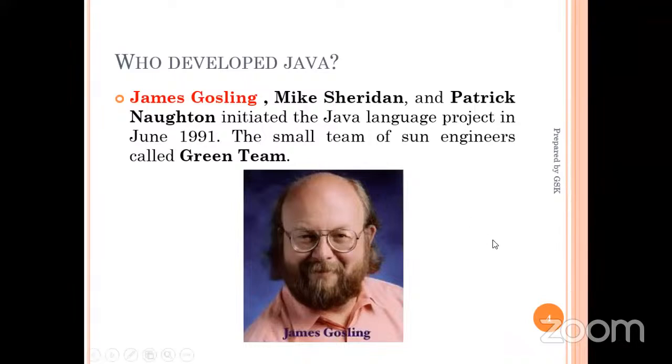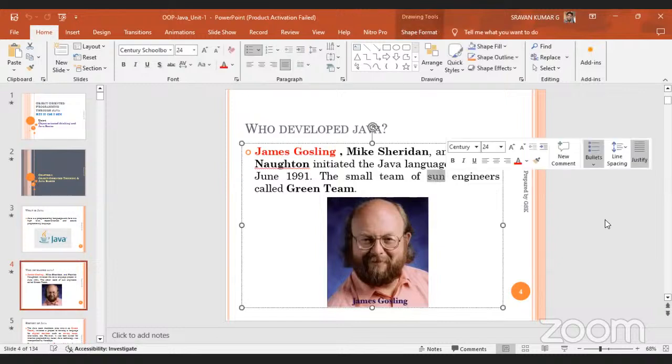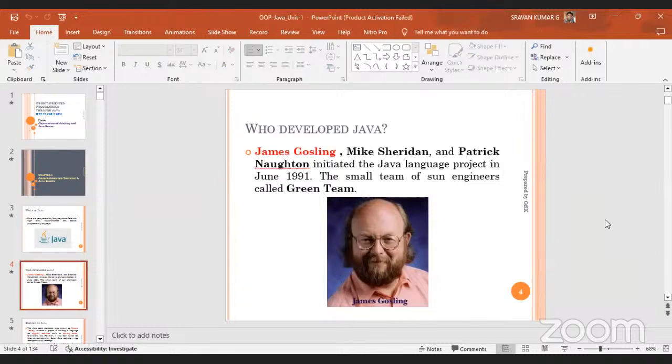Not only this, many people were involved in that team. Multiple people were involved, but he is the main person, and the year is 1991. This project was initiated by the company Sun Microsystems. Sun Microsystems took the initiative to start a project. In that, the team name is the Green Team. The team leader, the main person who took the initiative for that work, is James Gosling.